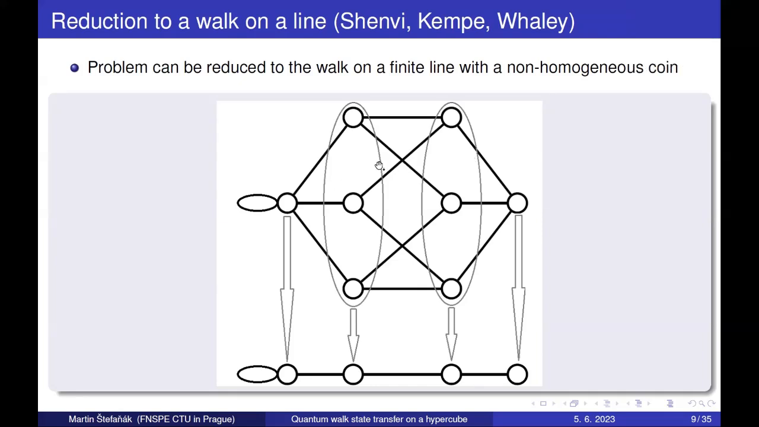Okay, I got it, sir. And one more question from me. You are working on a discrete time quantum walk. If we do this analytical result using the continuous time quantum walk, then we can do some comparative study between the discrete time and continuous time quantum walk. Yes, that should be possible.